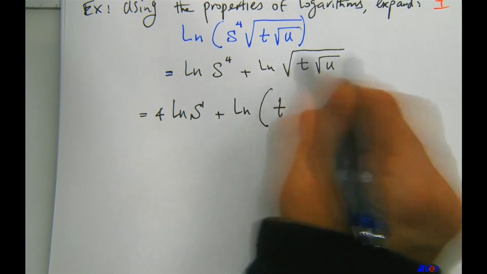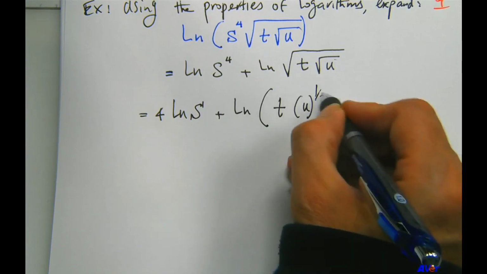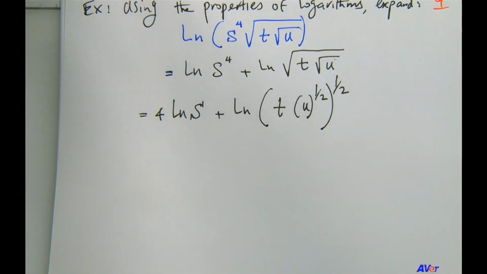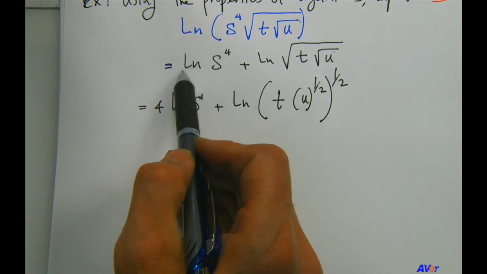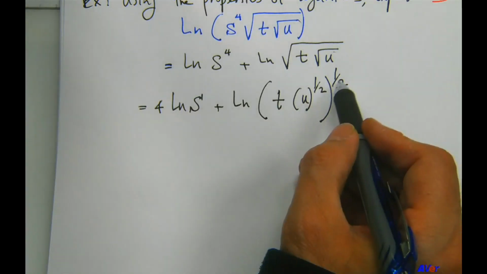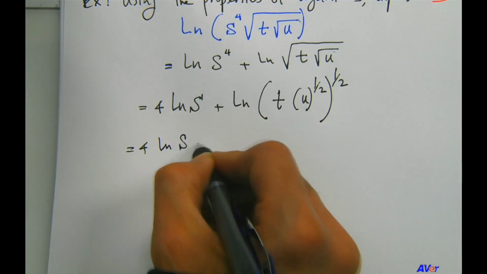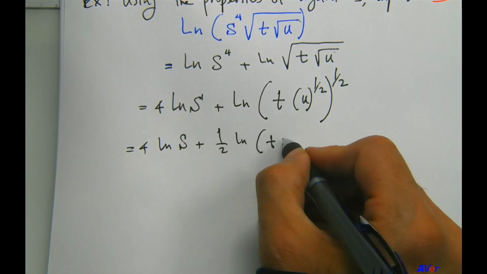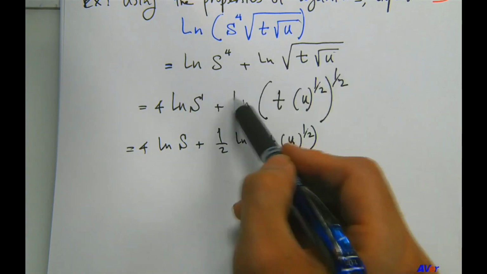So we have a square root over the whole thing and a square root over u. So t times u to 1/2 power, that's that. And then put a parenthesis over the whole thing and raise that to 1/2 power. Okay? Now, the same thing we did with this 4, which is bring it down and in front, we can do with 1/2 and put it in front. So 4 times natural log of s plus 1/2 times natural log of t times u to 1/2. Okay, so all we did was put that in front.